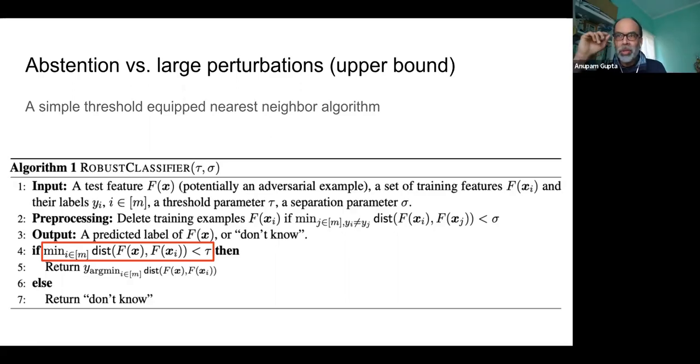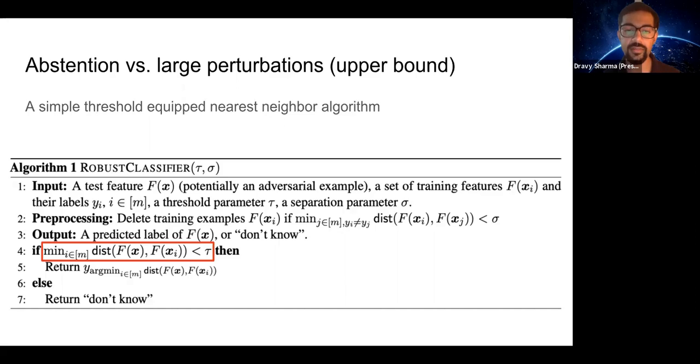And just to make sure, so the adversary was allowed to move arbitrary distances, right? Yes, yes. So I guess by moving large distances, I could always make you abstain. Should I be worried about that?